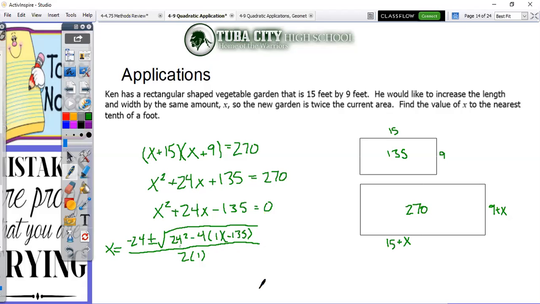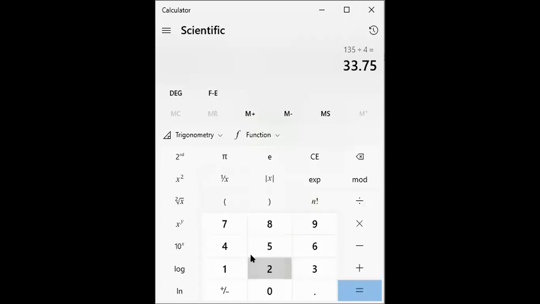Let me go back to the calculator, and 24 times 24. That would be 576. Now we can also do the 4ac part. Negative 4 times negative 135, but negative times negative is positive, so 4 times 135 is 540, plus the number we just got, 576, and that becomes 1,116.